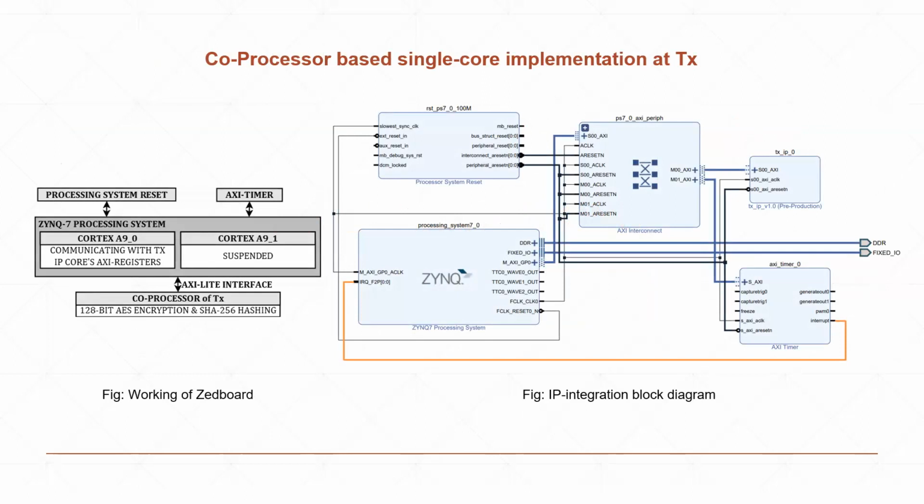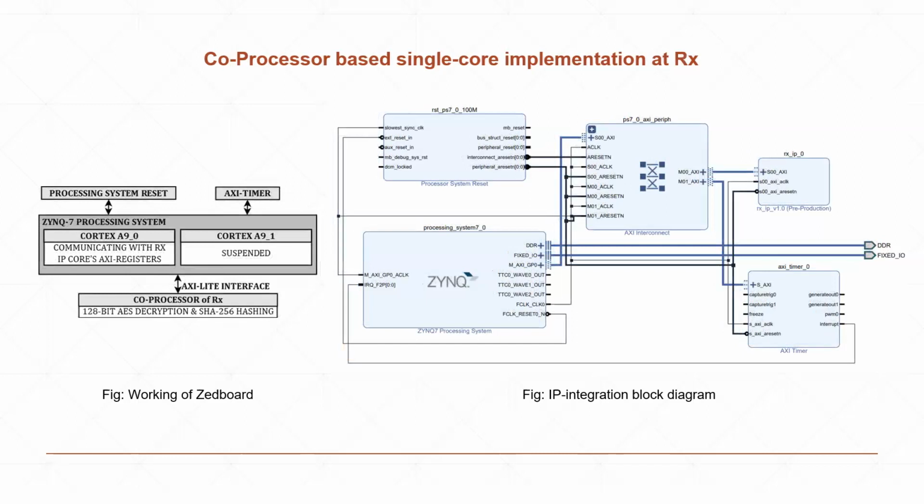The Zynq 7000 FPGA consists of 2 ARM cores. This is the coprocessor based implementation using 1 ARM core of Z-board at TX PC. This implementation was previously explained in the previous slides. The algorithm is realized as hardware using Verilog HDL, and an AXI Lite slave interface is created around this logic. The Cortex A9 core is used to communicate with the TX IP. This is a similar implementation at RX PC.